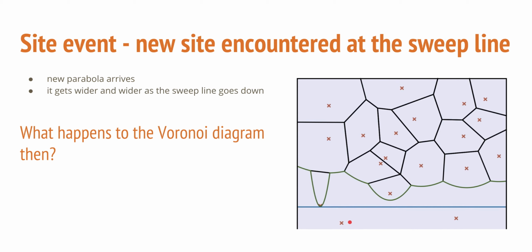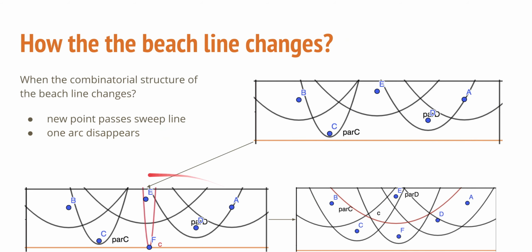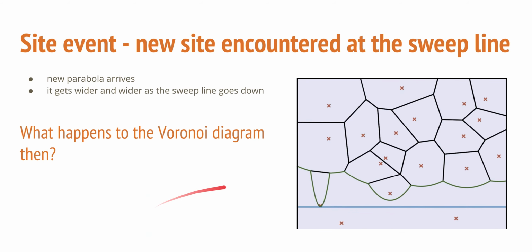Okay, so the site event, let's look at it more closely. When the new parabola arrives, like this one did here, at first it's very thin, like here, and then it gets wider and wider.